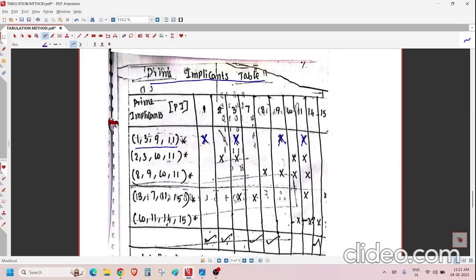We have to check vertically. You can see only one X will be there, no? So we have to take that combination. That is the concept for the next step. You can see here only one X is there, so that means that combination will be present in the output.